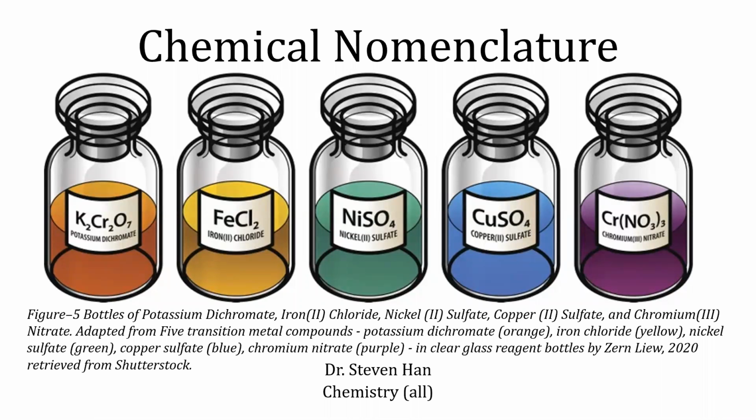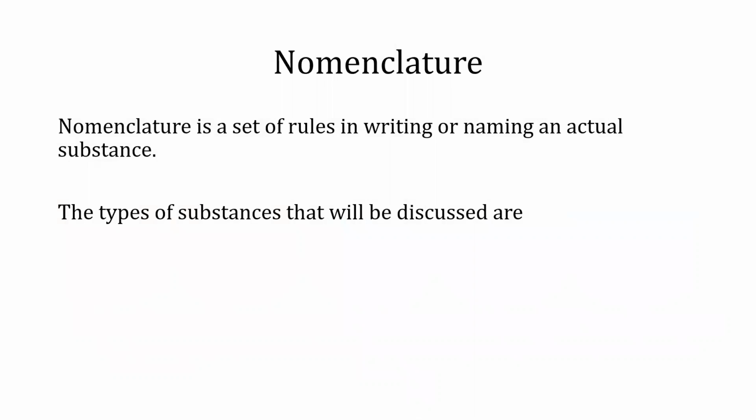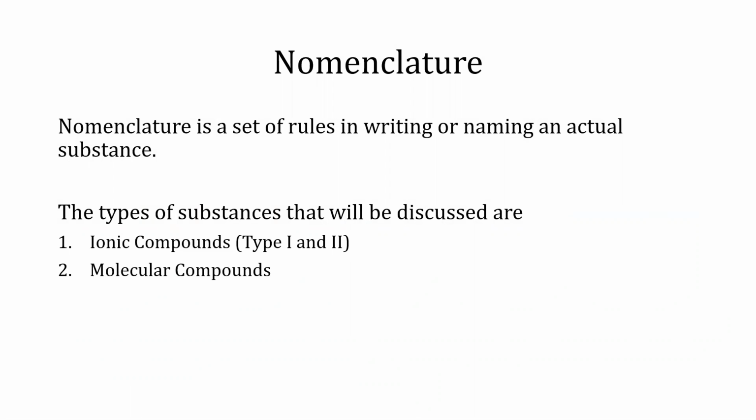This lecture is on chemical nomenclature. Nomenclature is a set of rules in writing or naming an actual substance. The types of substances that will be discussed are: 1. Ionic compounds, 2. Molecular compounds, 3. Acids, and 4. Hydrates.